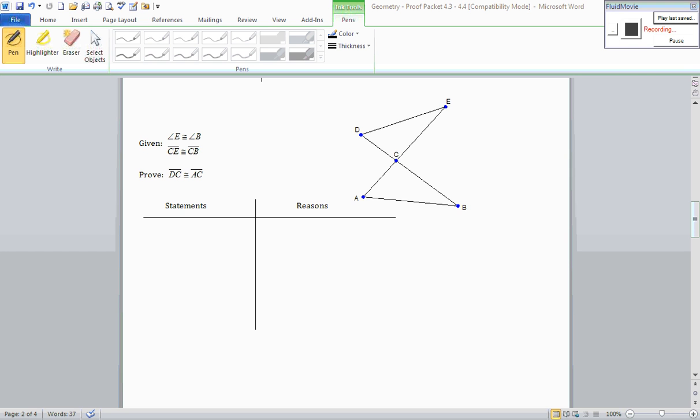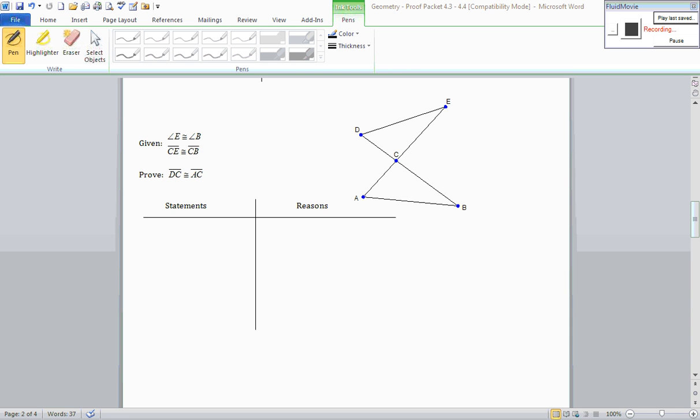Okay, for this next proof, looking at what we're trying to prove, we have line segment DC congruent to line segment AC. However, we're still in the chapter on triangle congruence, and if you look at the diagram, we do have two triangles. So that's what we need to do first. We need to prove these triangles congruent.